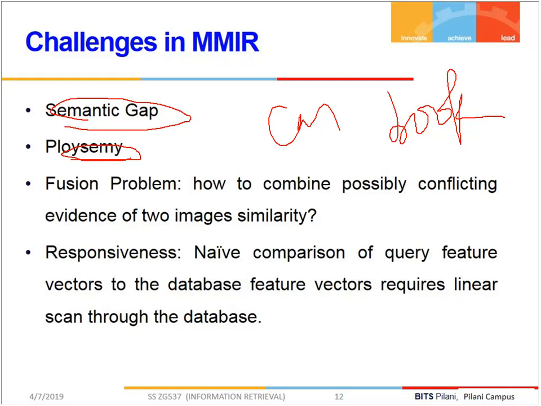And the other problem is that the query vectors, that means the query images, are few and the database feature vectors are very many. So we have to do a linear scan through the database in order to give a response to a query. So this is the responsiveness problem, and the first one was the fusion problem.